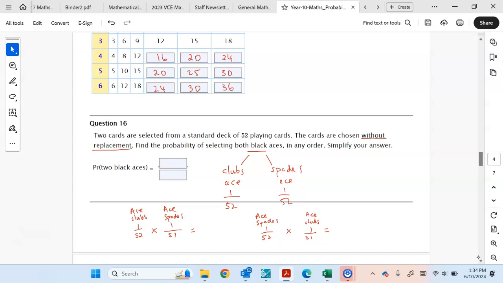1 over 52 times 1 over 51. It's wanting it as a fraction, oh God, 1 over 1,326.